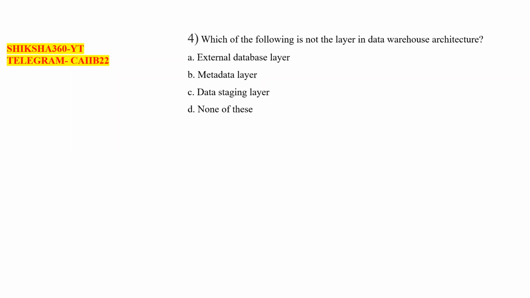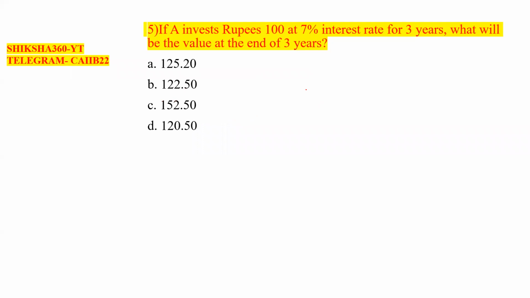Which of the following is not the layer in data warehouse architecture? External database layer, metadata layer, third one is data staging layer, fourth one is none of these. So basically, the correct answer is none of these. Now move to question number 5.